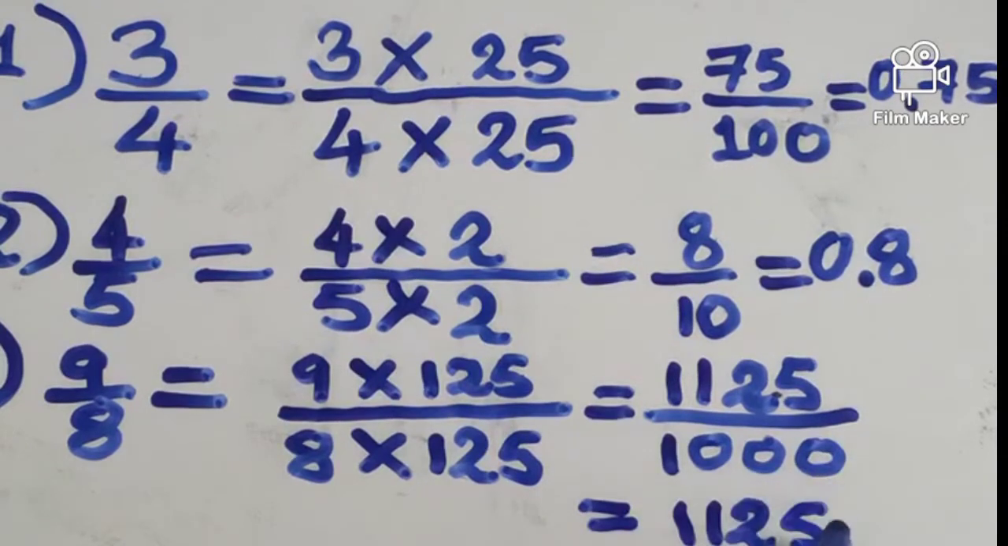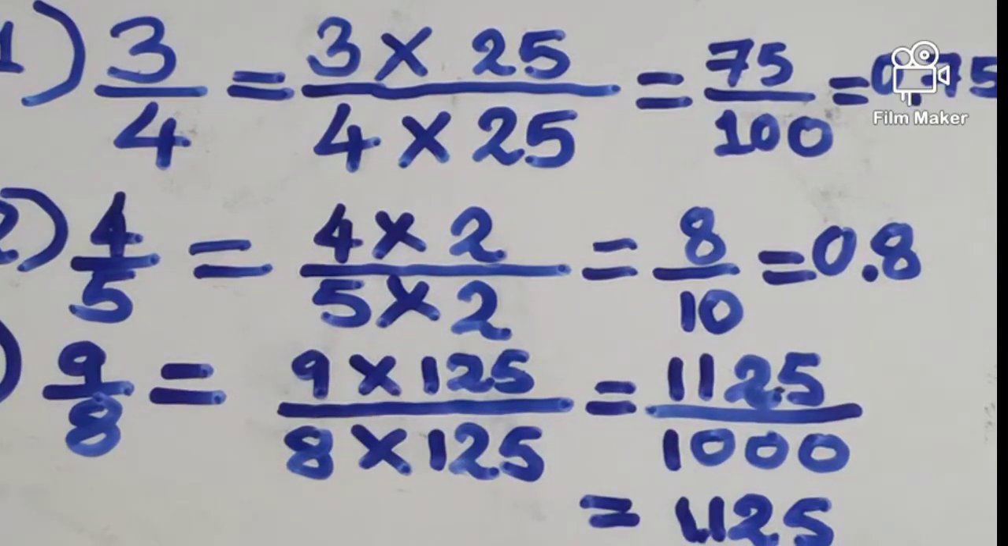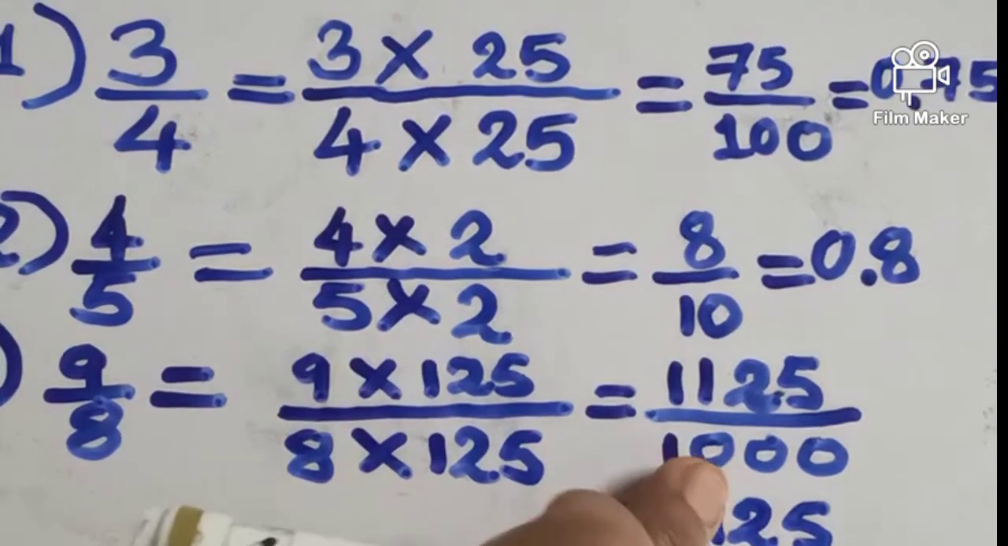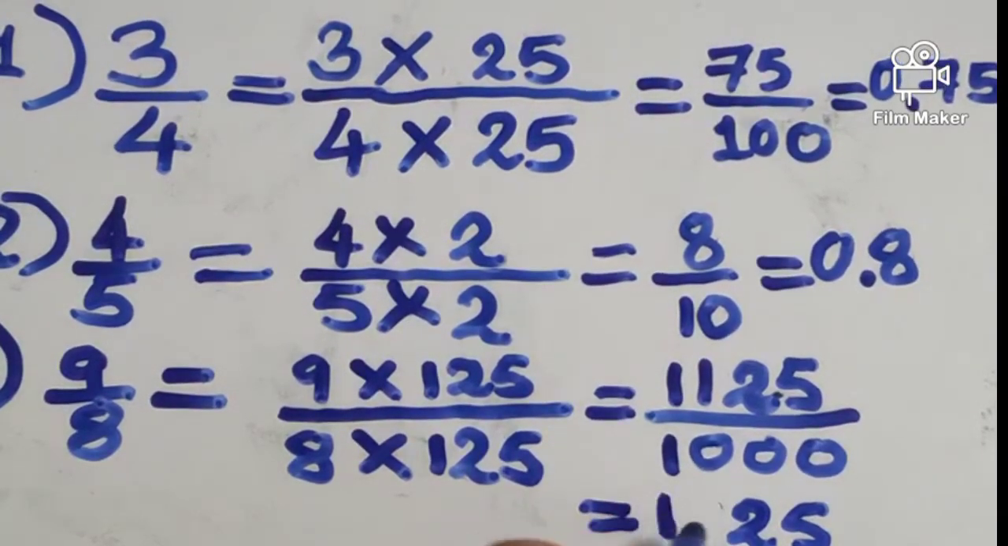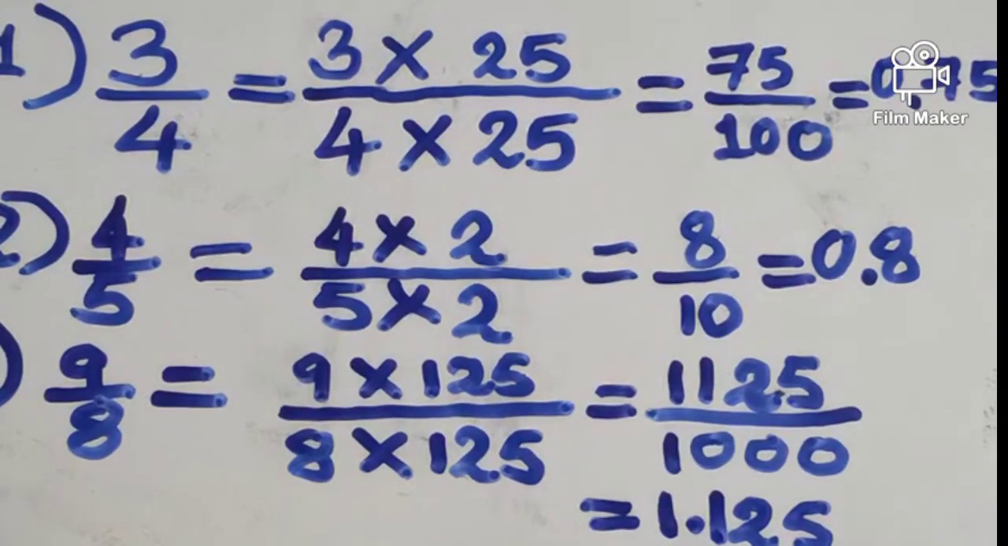1125. Count 3 digits from the right side. Why? Because 3 zeros are there. So from the right side we'll count 3: 1, 2, 3. So point. The answer is 1.125. Understood? Now the next question, the fourth, is exempted, as you all know. So directly I am taking the fifth one.